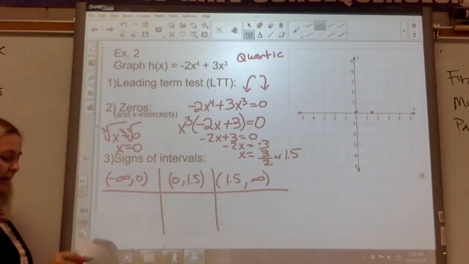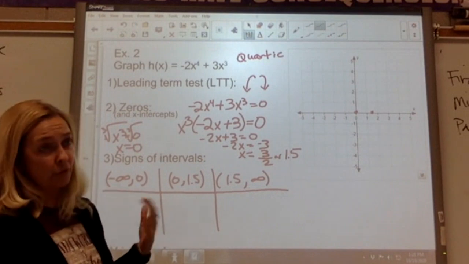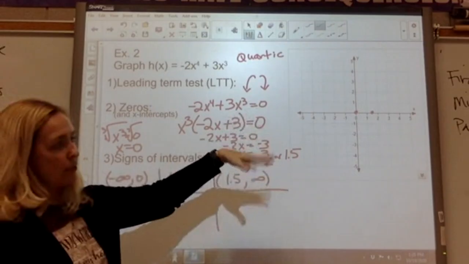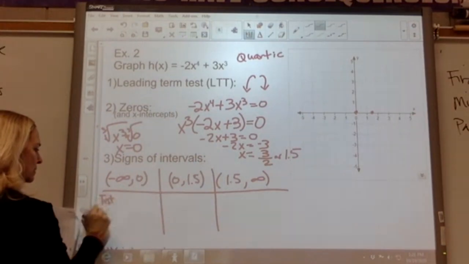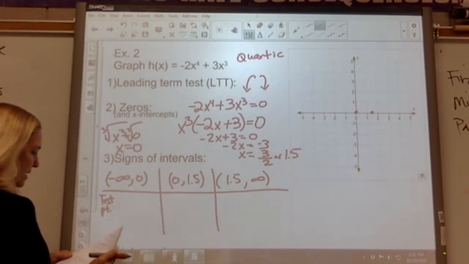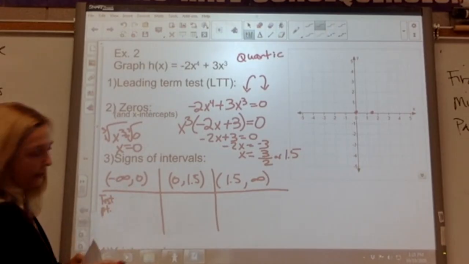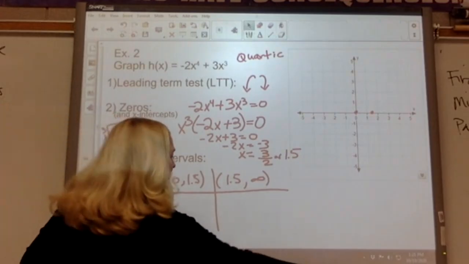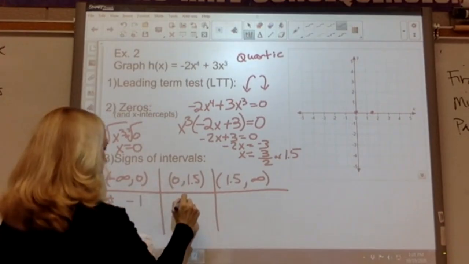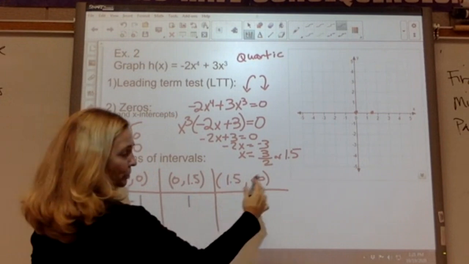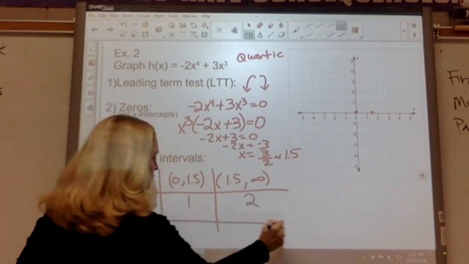Now, I'm going to pick a test point to plug in here, and the sign of the result that I get is going to tell me if the graph is below or above the x-axis in these intervals. Okay? So, test point. I can't use 0. I have to use something less than that. So I just said, let's try negative 1. And between 0 and 1.5, I chose positive 1. And then for a number larger than 1.5, I chose 2. Okay? So these are my test points.